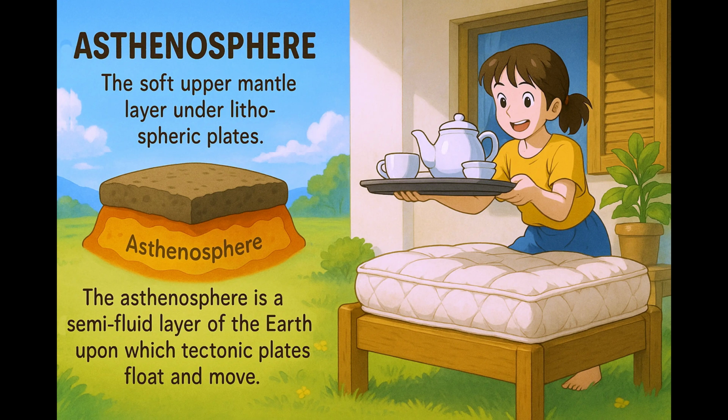Just as the tray rests on the mattress, adjusting and sinking slightly based on the weight and balance of the dishes, the lithospheric plates sit atop the asthenosphere, which is a softer, more pliable layer. The connection lies in how both the mattress and the asthenosphere provide a supportive yet flexible foundation that allows for movement and adjustment, with the lithospheric plates moving similarly to how the tray might shift on the mattress.